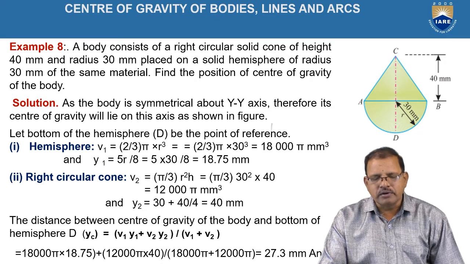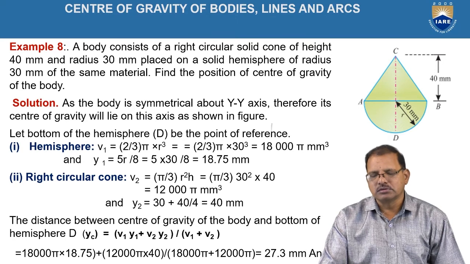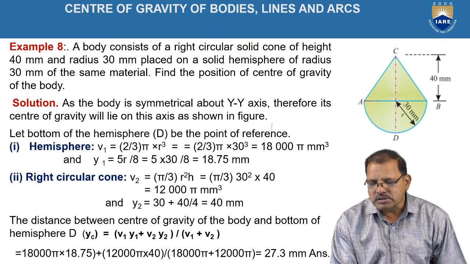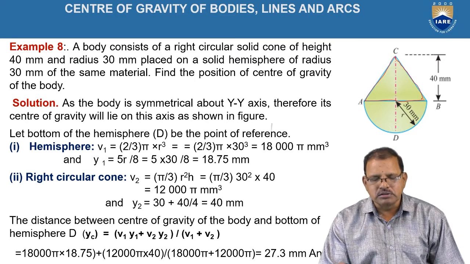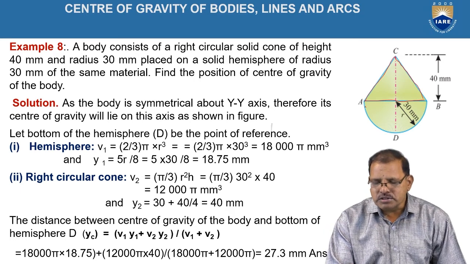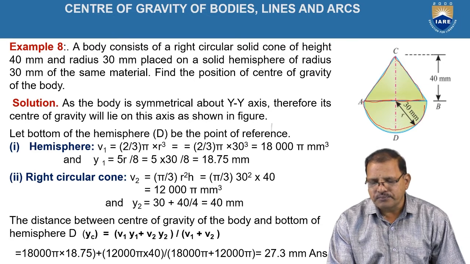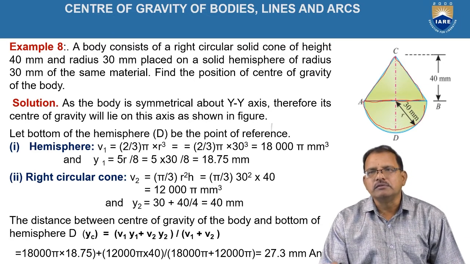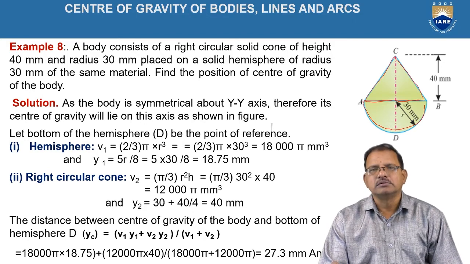A body consists of a right circular solid cone, here represented as A, B, C, which is placed on a solid hemisphere, represented here as A, D, B. Find the position of the center of gravity of the body.